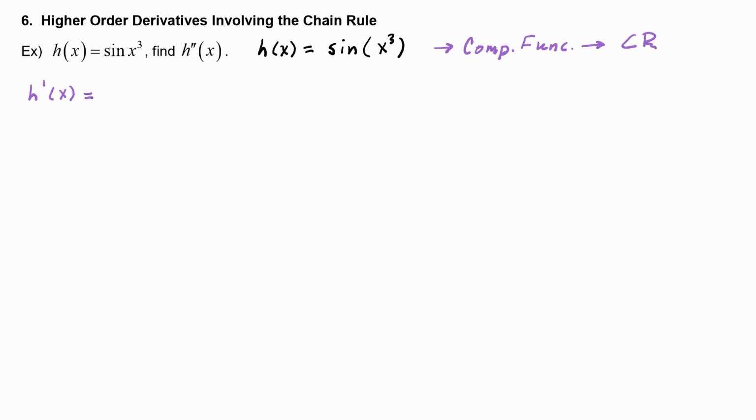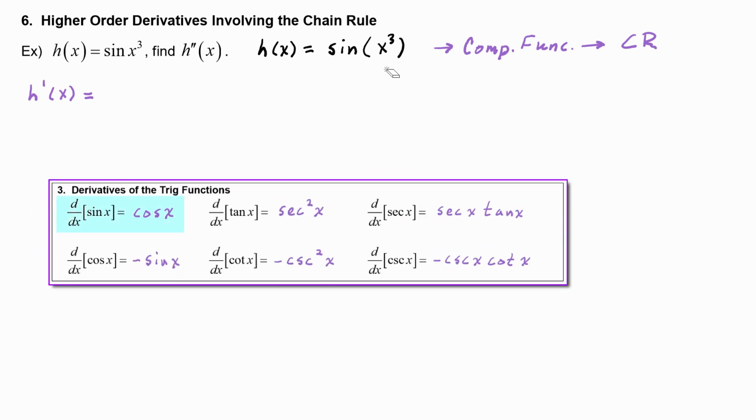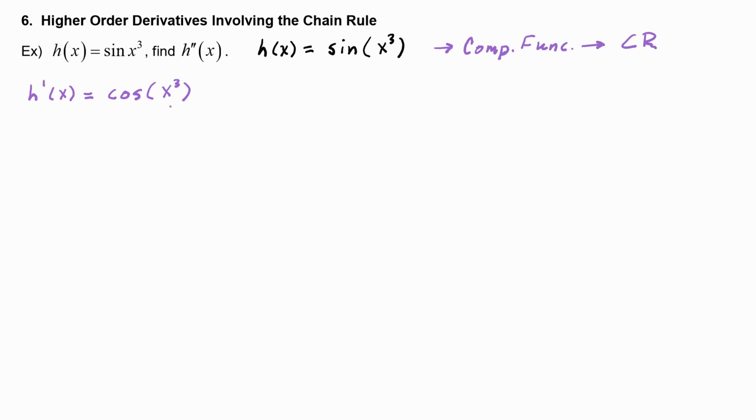So to find h prime of x, we know h of x is sine of some stuff, and the derivative of sine of some stuff is cosine of the stuff, so cosine of x cubed. And then the chain rule tells us that we have to find the derivative of what's inside, which is 3x squared. So now we know that h prime of x is 3x squared cosine of x cubed.